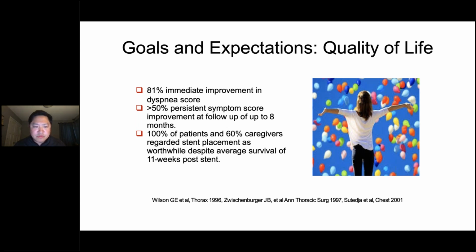Usually greater than 50% of persistent symptom score improves and even persists at 8 months. 100% of patients and 60% of caregivers regarded the stent placement as worthwhile, despite an average survival of 11 weeks post-stent. A lot of these patients, there could be a survival benefit, and the ones that do survive are typically the ones with the worst ECOG scores. Especially a patient like this that's on the ventilator would benefit much more dramatically than someone that's not on a ventilator.